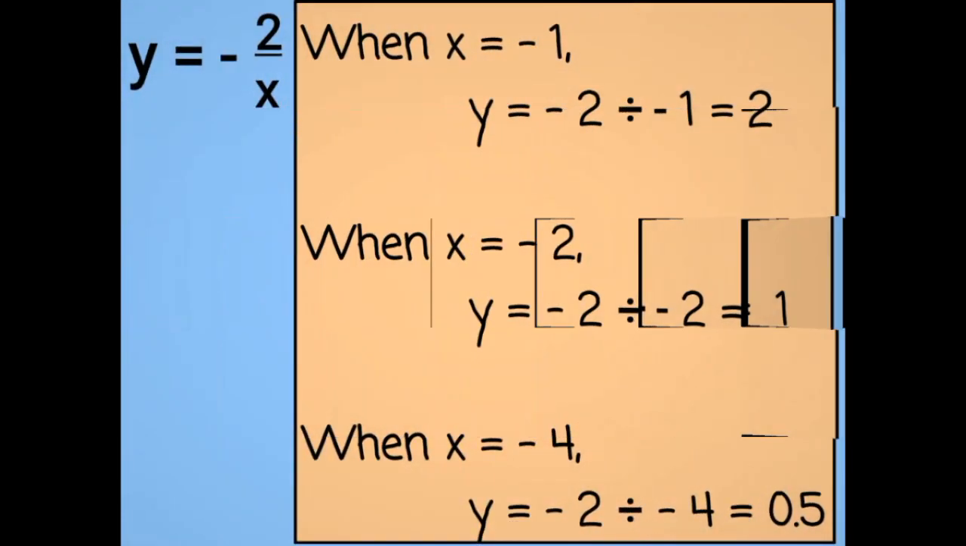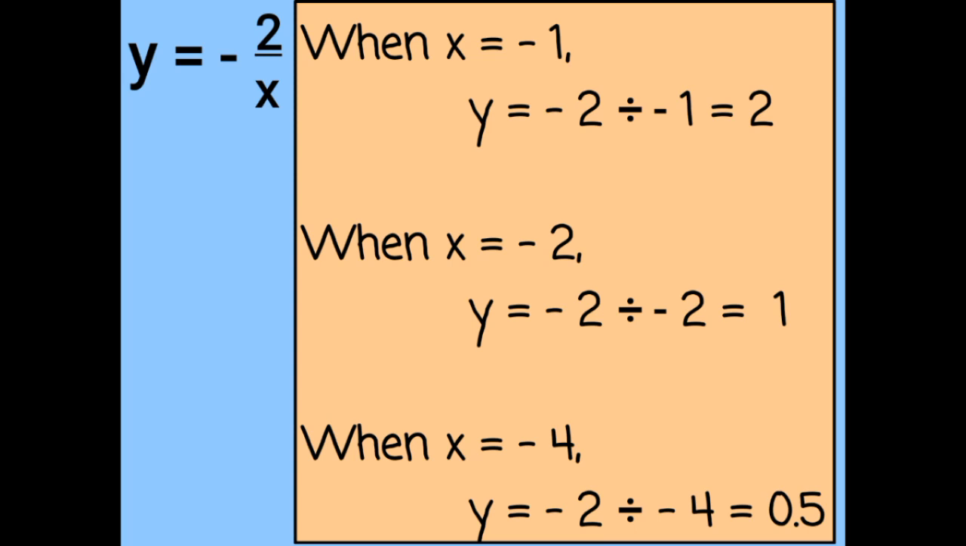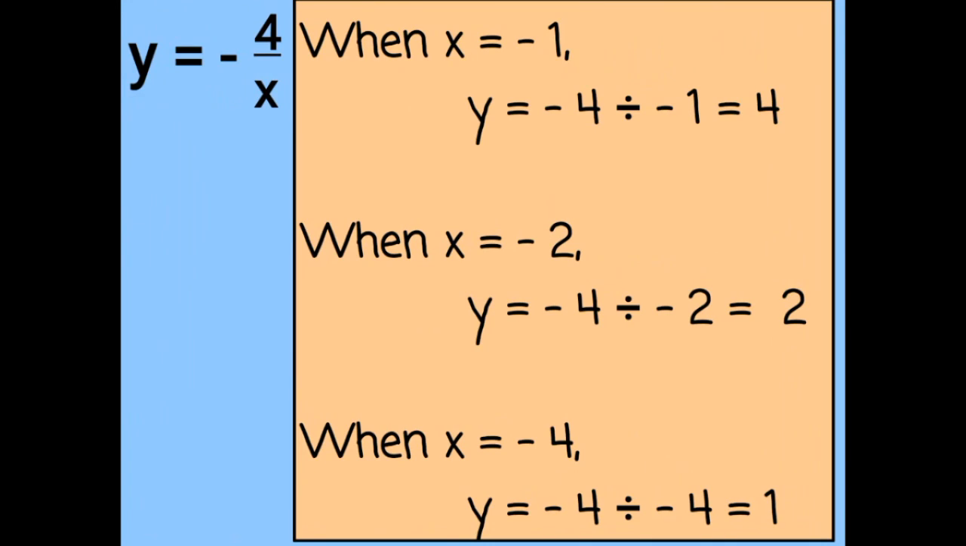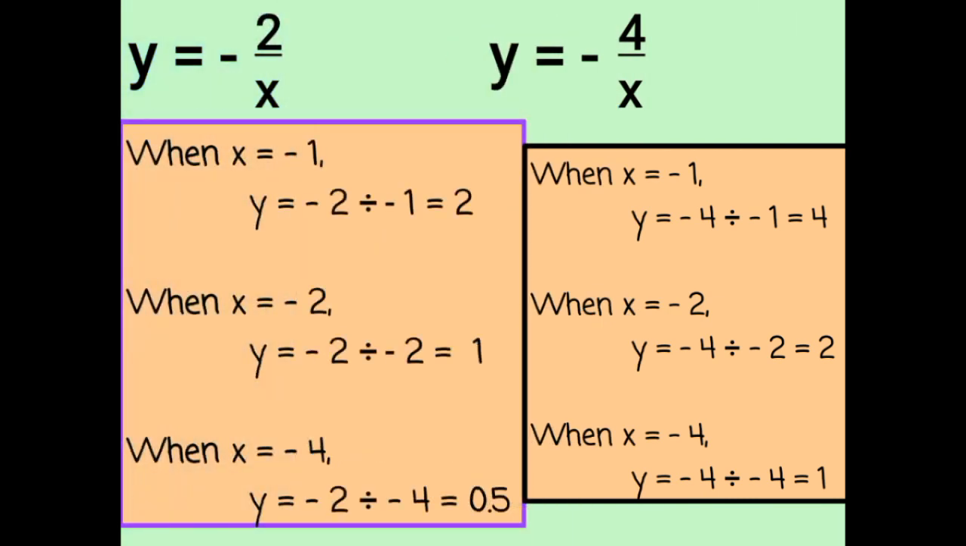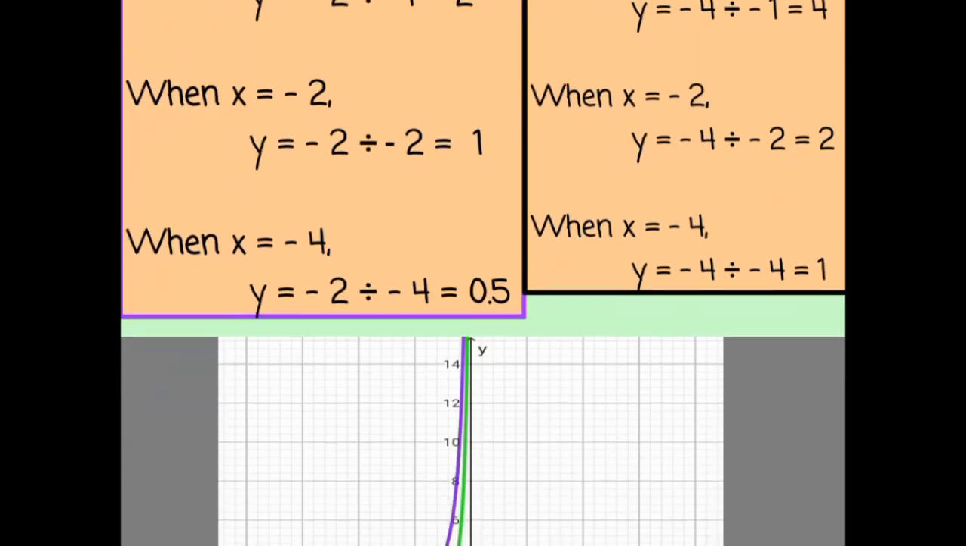And if we check with negative x values, for the graph y equals minus 2 over x, when x equals minus 1, y equals 2, when x equals minus 2, y equals 1, and when x equals minus 4, y equals 0.5. For the graph y equals minus 4 over x, when x equals minus 1, y equals 4, when x equals minus 2, y equals 2, and when x equals minus 4, y equals 1. So, for all the negative values of x, the y values for the graph y equals minus 4 over x are greater than that of y equals minus 2 over x.